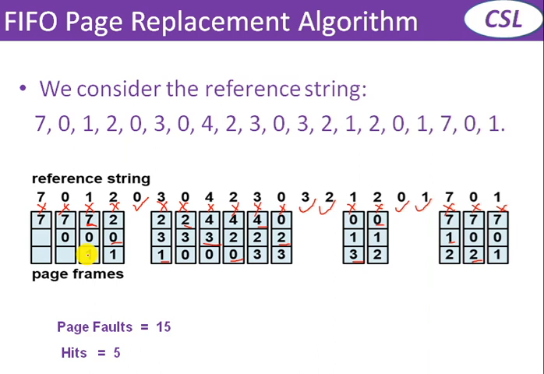The advantage of the FIFO page replacement algorithm is that it is very easy to implement, but we will get the maximum number of page faults when compared to the next page replacement algorithms. That is the drawback of this algorithm, but we can easily implement it. So that is about the FIFO page replacement algorithm.